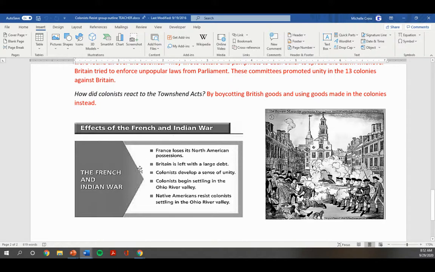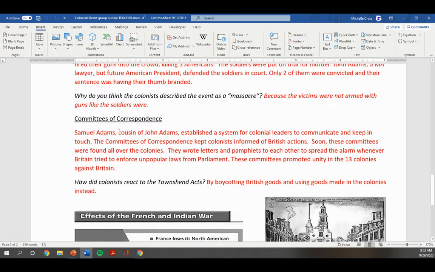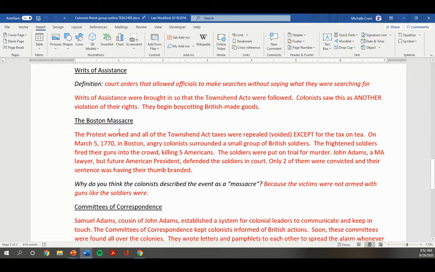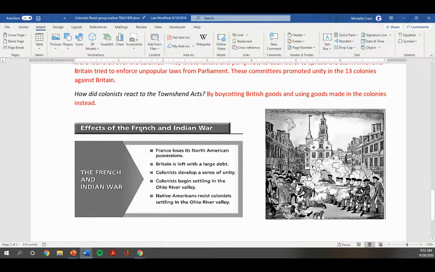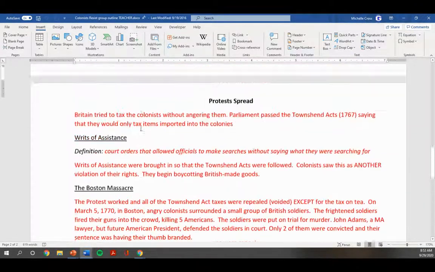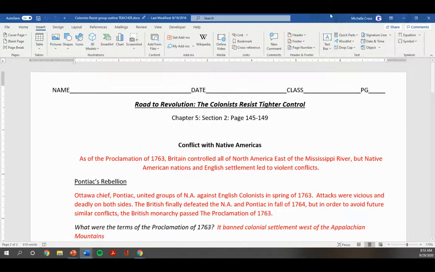I left this graphic at the end of your notes talking about the effects and the aftermath of the French and Indian War. I would study that. Don't forget your quiz tomorrow also includes topics from the French and Indian War all the way through these notes that we are finishing just now. So make sure you study. That quiz will be posted in Schoology tomorrow morning.